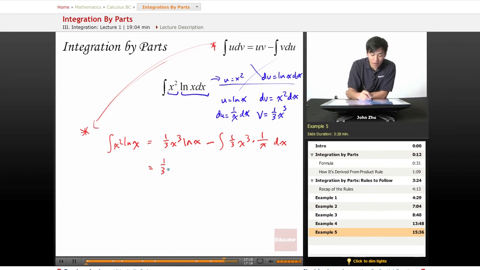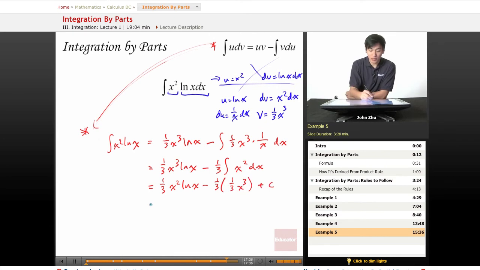So we have 1/3 x cubed ln of x minus 1/3 integral of x cubed over x, which is just x squared. So we have that x squared term now. We just apply the power rule to get the integral, 1/3 times 1/3 x cubed plus c. So now if we simplify a little bit, pull out the 1/3 x squared ln of x minus 1/3 x cubed. And all that has a constant.